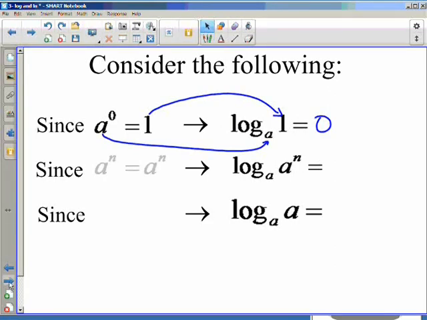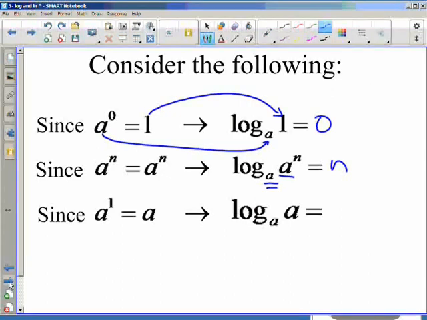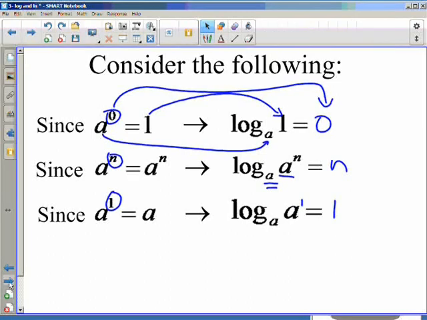Likewise, since a to the n equals a to the n, not a lot of important information there, we should know that when we take a log base a of a to the n, we just get the exponent back. And then finally, a to the 1 equals a, therefore the log base a of a, we could put in a 1 if we wanted to. The solution is 1. So the inputs of these exponents become the outputs of our logs. So something to get familiar with.